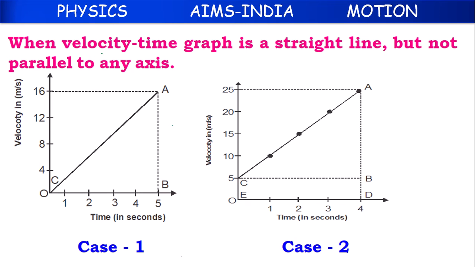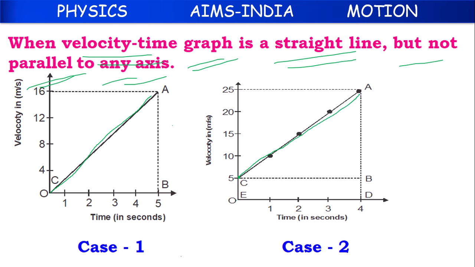Suppose next, when the velocity time graph is a straight line but not parallel to any axis. In case 1 it is starting from the origin, in case 2 it is starting from some other point but not from the origin. But in both cases it is a straight line not parallel to any axis, not parallel to velocity, not parallel to time, not parallel to the y-axis, not parallel to the x-axis, but in case 1 starting from the origin, and case 2 starting from some other point.